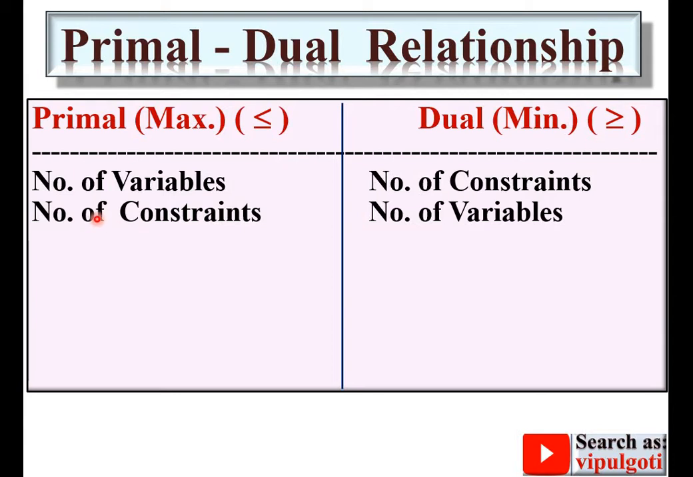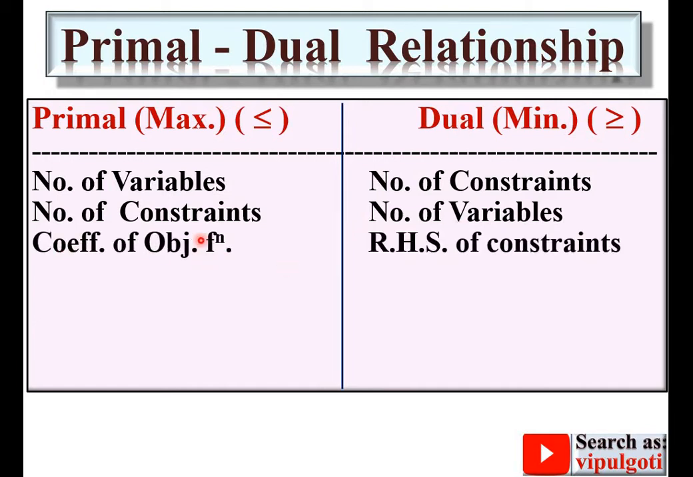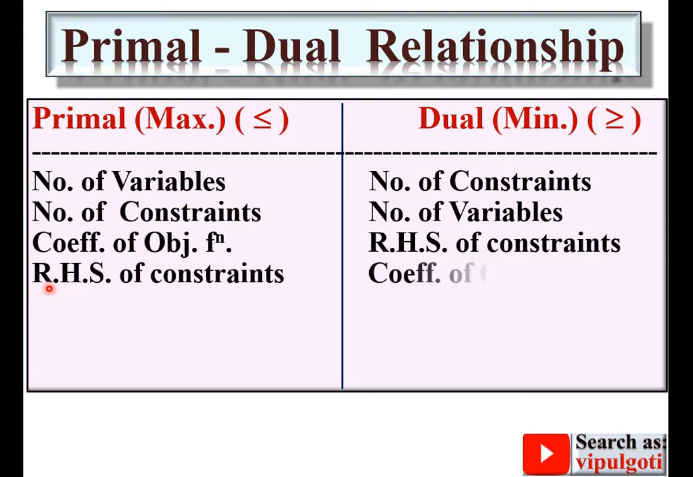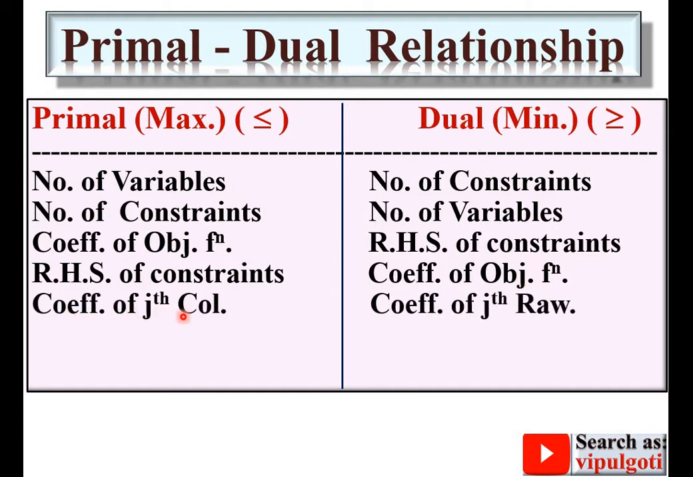Similarly, the number of constraints in the primal problem must be equal to the number of variables in the dual problem. Next, the coefficients of the objective function in the primal problem must be the right hand side of the constraints for the dual problem. Similarly, the right hand side of the constraints in the primal problem must be the coefficients of the objective function in the dual problem. Next, the coefficients of the jth column in the primal problem must be the coefficients of the jth row for the dual problem.